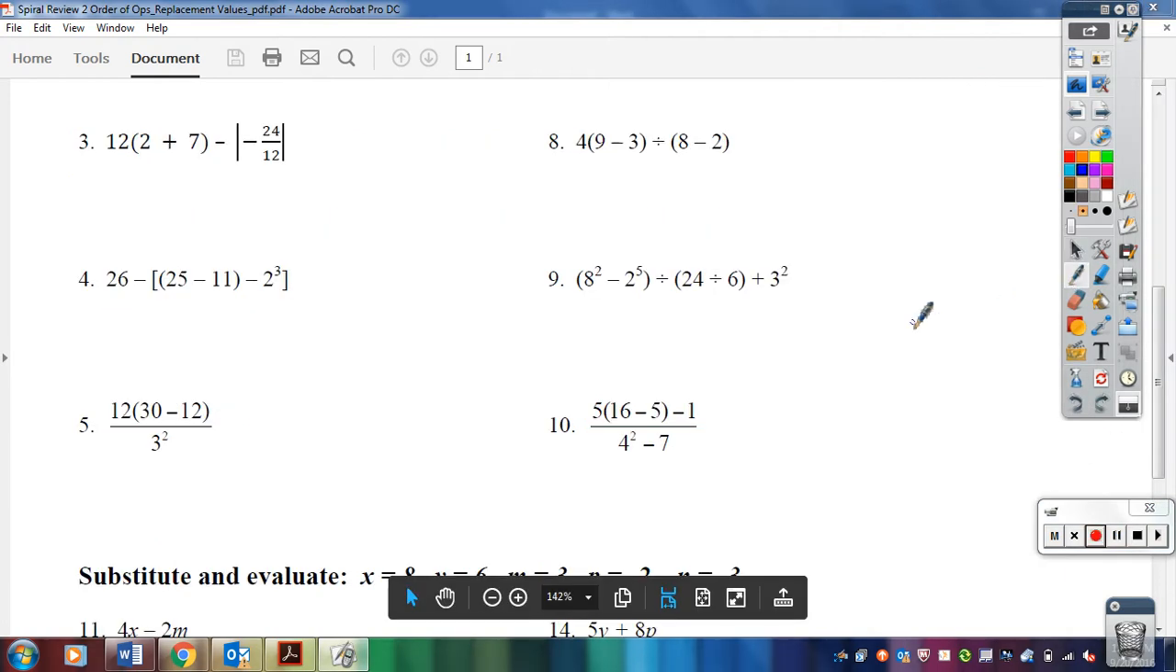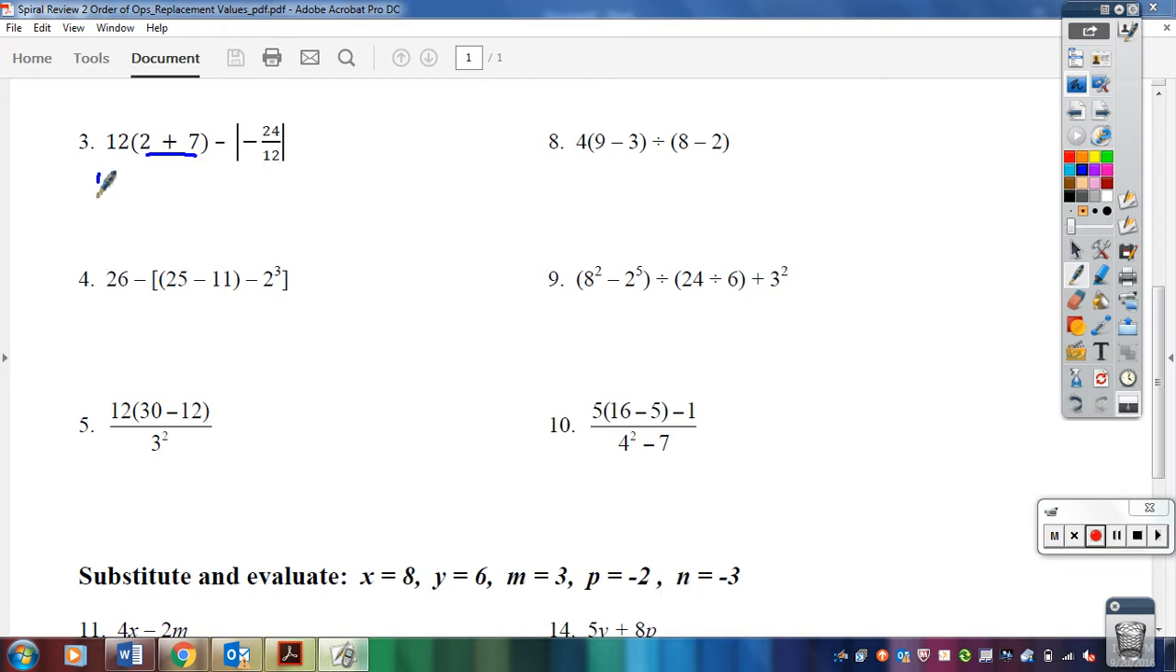Question number 3. Do the work inside the parentheses. It's 12 times 9 minus the value of negative 24 divided by 12. Believe it or not, this is not just a fraction, it's division. Don't panic when you see that. 24 divided by 12 is 2.